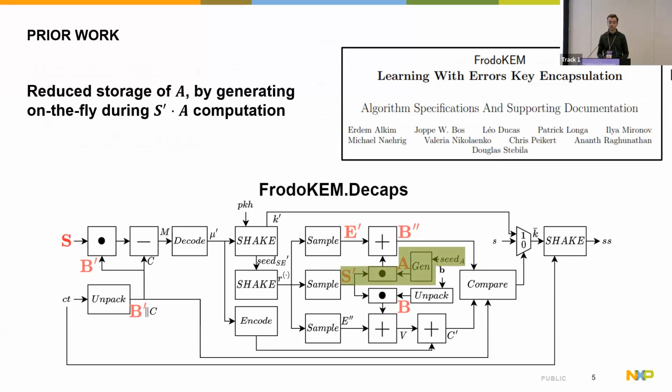Now, the good thing is that when FrodoKEM got submitted, the original authors included both a reference implementation as well as an optimized implementation. And the difference between these two is that in the optimized implementation, A is never stored in full, but it's rather generated on the fly, meaning that you only generate a few rows or a few columns at a time and store these. And this already has, of course, a huge impact on the memory usage.